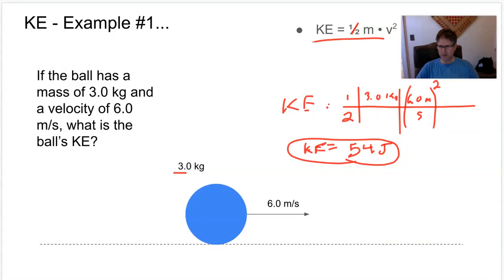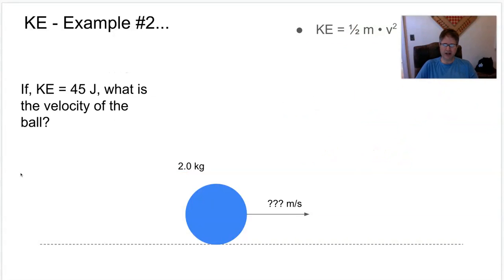Okay, so next, got one where we don't know everything. In this case, I'm telling you that the ball has 45 joules. We've changed the mass this time. It's a little lighter, 2 kilograms. And now this time, we're solving for the velocity. So I need to get velocity by itself.